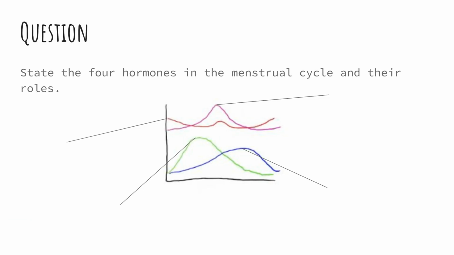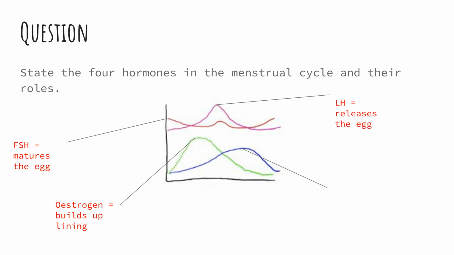The menstrual cycle is regulated by 4 key hormones. FSH matures the egg, estrogen builds up the uterine lining, LH triggers the release of the egg, and progesterone maintains the lining throughout the cycle.